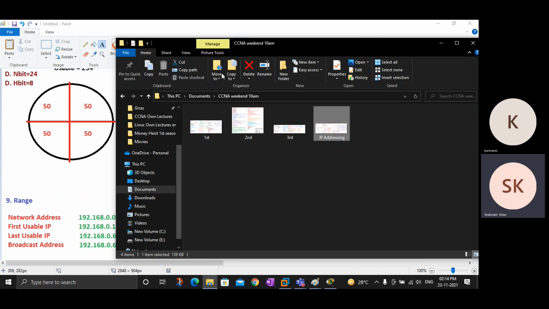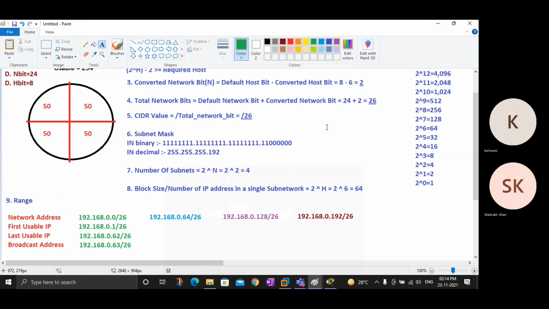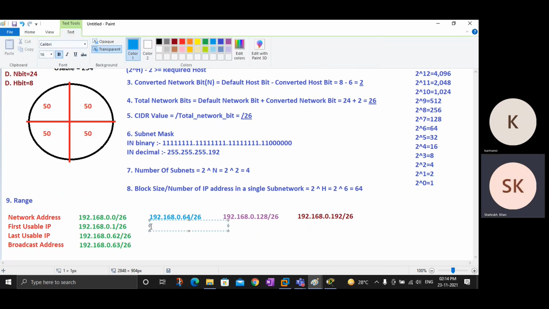So that's why here we got 4 subnetworks. From the 7th point we got it, like 4 subnets will be there. So this is their range. The first subnetwork will start from 192.168.0.0 and it will end at 63. The second one will start from 192.168.0.64. The first usable IP will be just the next IP to that, that is 65.